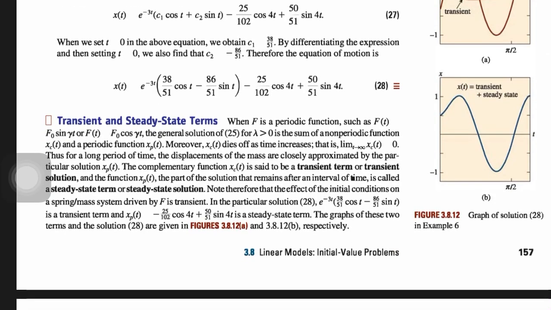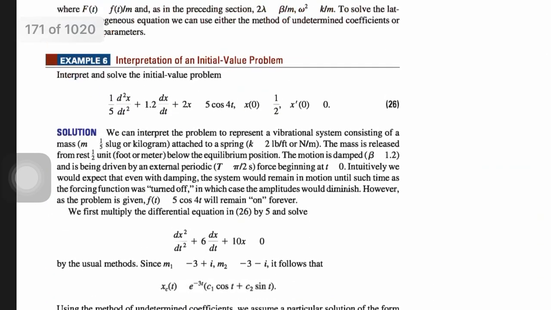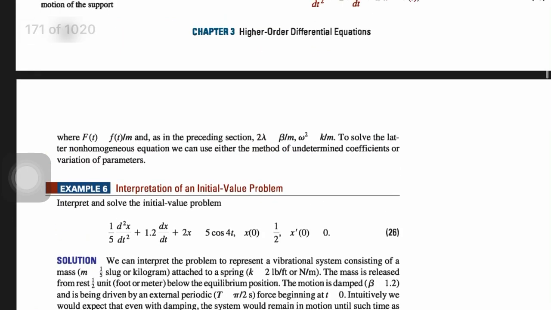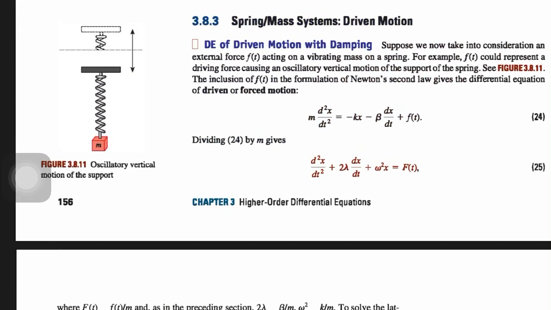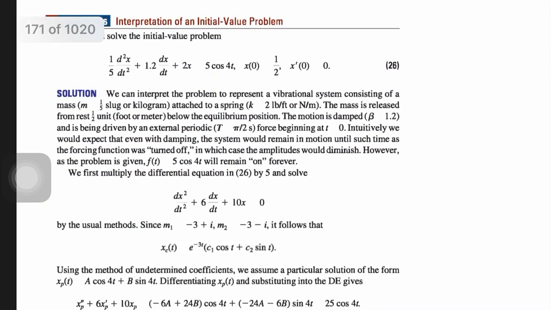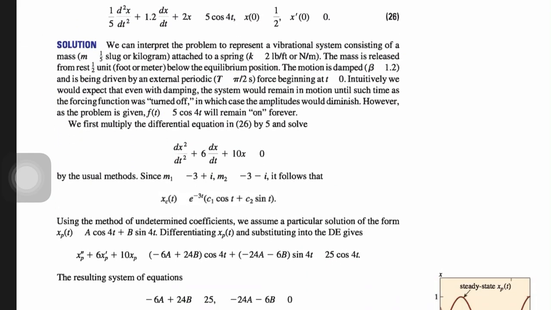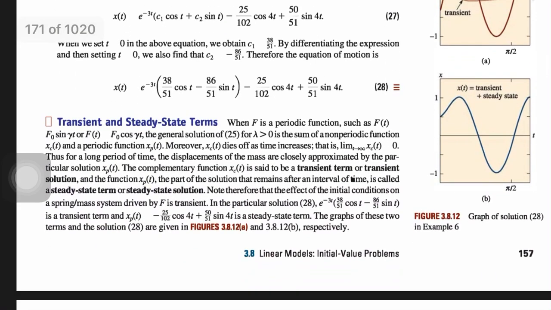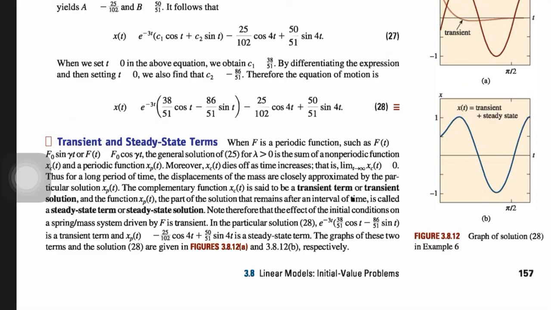So the next thing is we were discussing the driven motion, the spring mass system, where some force is applied to a system. We solved this example here. Now I am going to further explain this example. So here I am using two terms, that is transient and steady state terms.